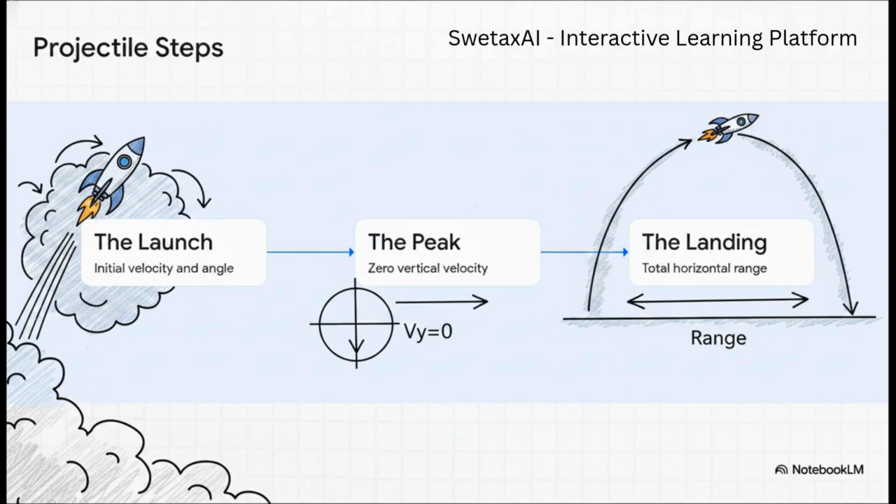Step 2, the peak. Now watch out because this is a classic trap. This is the exact moment where your vertical velocity hits absolute zero. But remember, the object is still moving horizontally across the sky. Don't let it trick you there. And finally, step 3, the landing, which gives you your total range. If you master these 3 distinct phases and isolate them in your mind, literally no projectile question can trip you up.